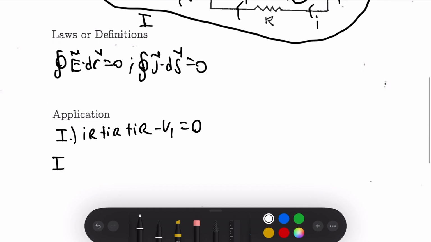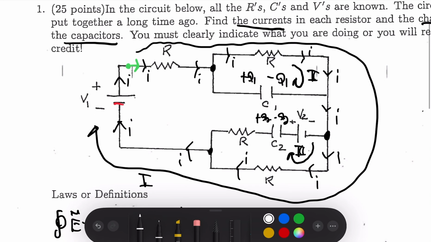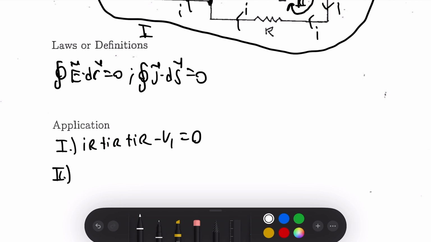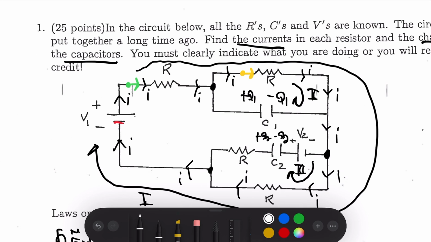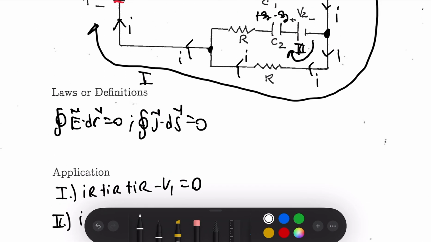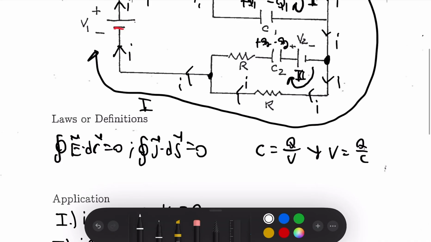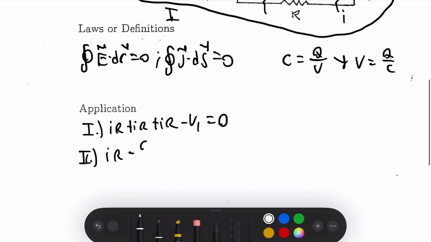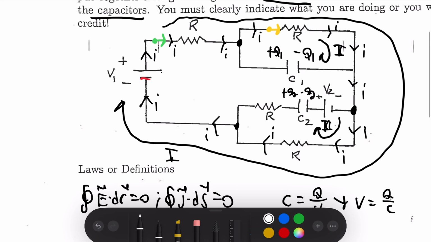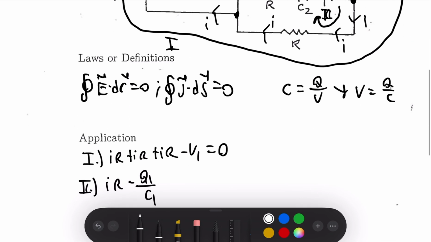For my second loop, let's start here at this green dot. I'm going this way. So I'm going to the right, current's going to the right. That'll be IR. And I come down and then I touch what I labeled the negative part of the capacitor. So, and we're finding the difference in voltage, right? Recall that a capacitor is Q over V, where voltage is Q over C. In this case, I'm touching the negative part of the capacitor. So that'll be minus Q1 over C1. And I'm back at the resistor, so that ends my loop. So that's equal to 0.